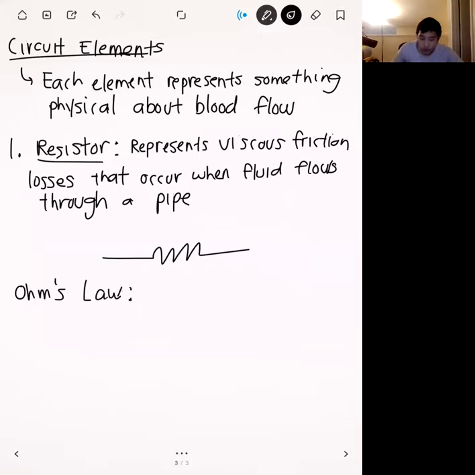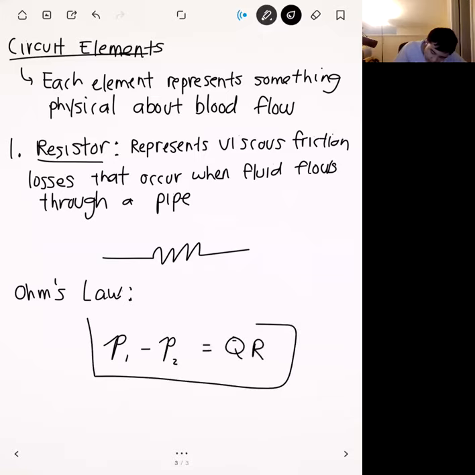Right. And so Ohm's law basically looks like this. So we have P1 minus P2 is equal to Q times the resistance, right? And what that represents is that if you have a pipe like this, in order to drive a certain amount of flow, because that's what Q represents, flow, through your pipe, the pressure needs to drop from P1 to P2.